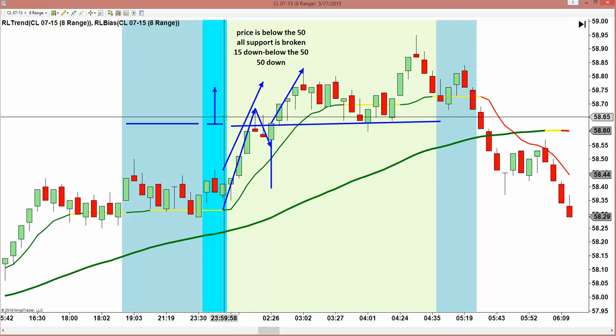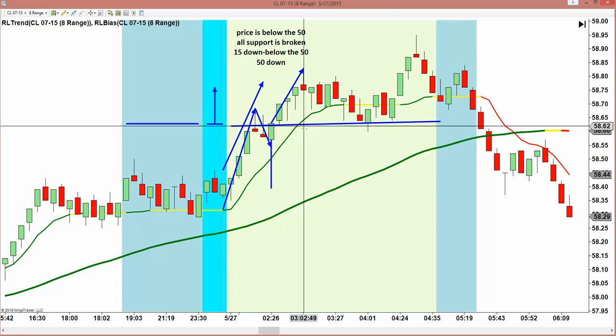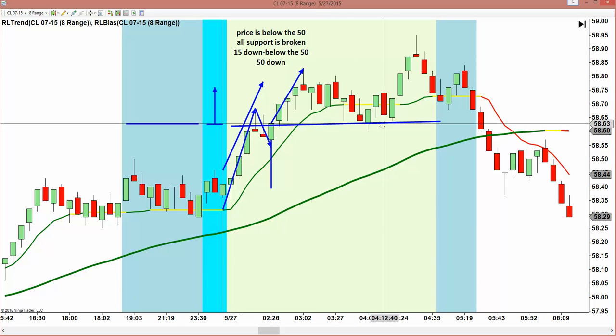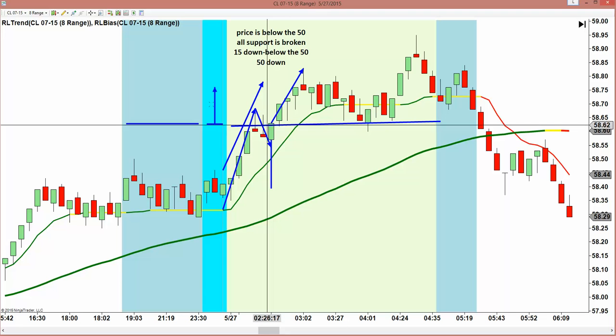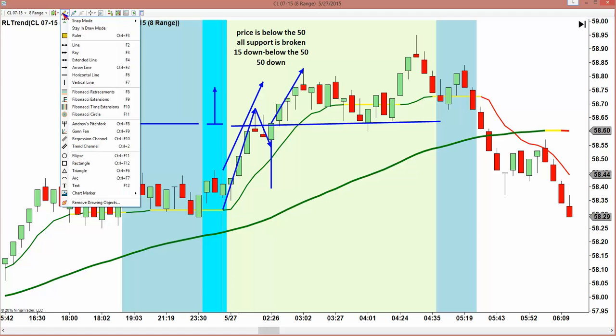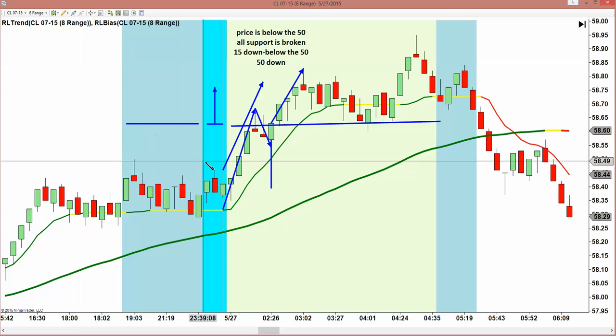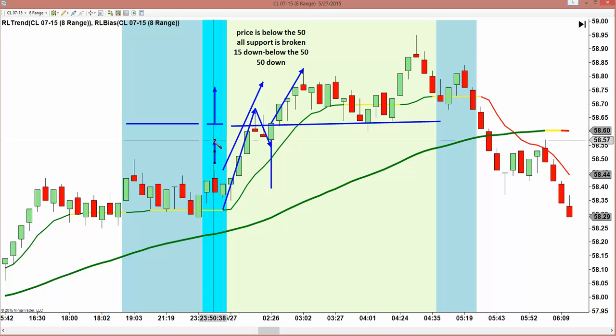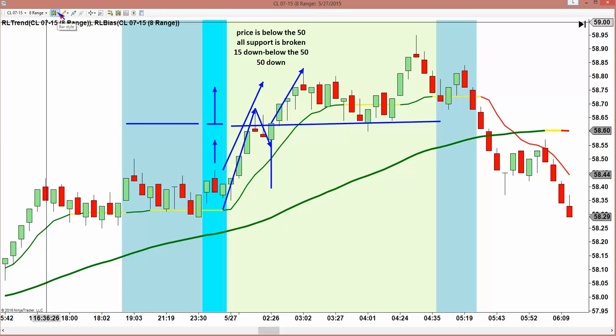And then finally you break out into the color that you really, really kind of salivate for. There's the color. We've got the 15 above the 50. You've got all resistance to the upside broken, and bam, that's your gray color. But you can definitely trade this color. You can trade this color with caution.